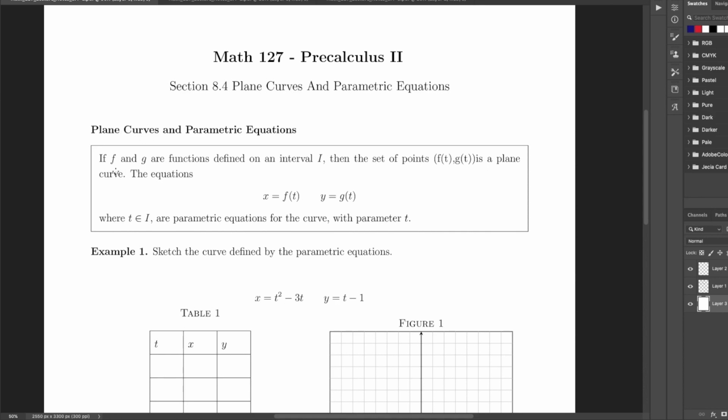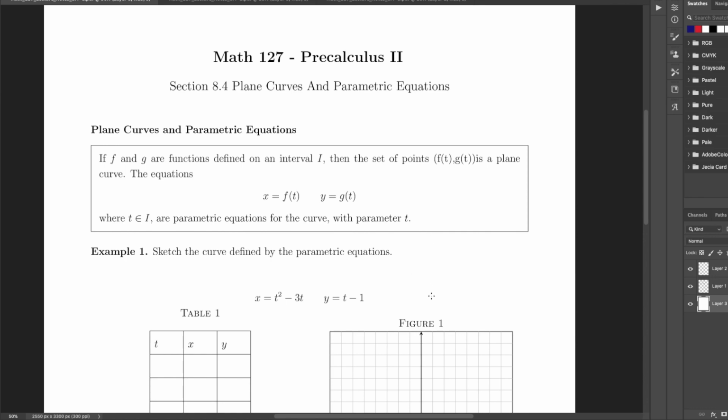So f and g are functions on an interval, and then for a set of points, we're going to use t, which is what we're going to plug into our function. We get a plane curve. So these are called parametric equations, but the resulting thing is called the plane curve. And so we're going to use t for some interval in this. So here we're going to sketch a curve. So how are we going to do this?